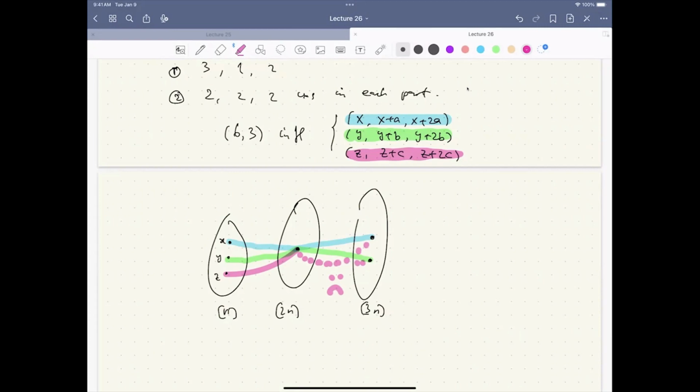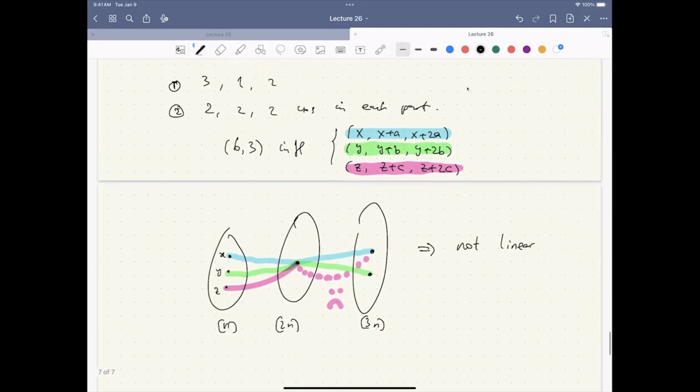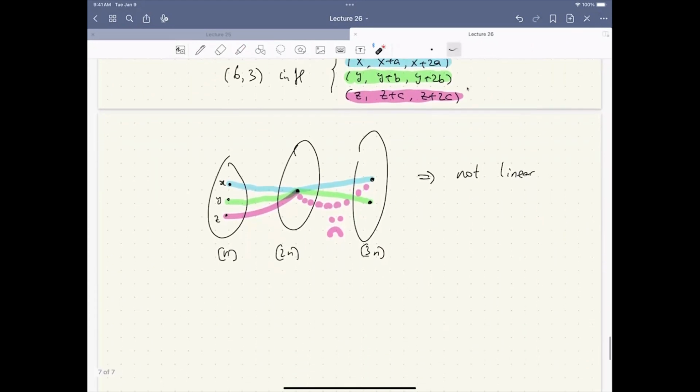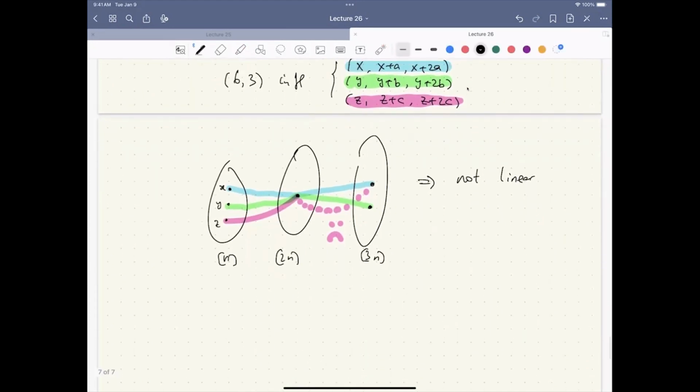Because if you go anywhere, you will get a non-linear hypergraph. Okay, so this is impossible. This will imply not linear. So we just need to focus on the second case. The second case, 2 vertices on each part.